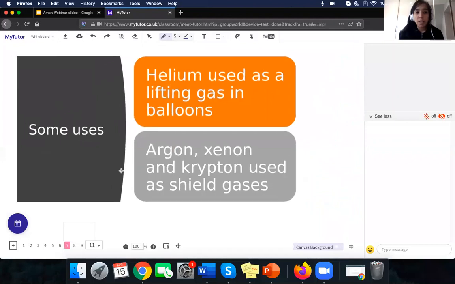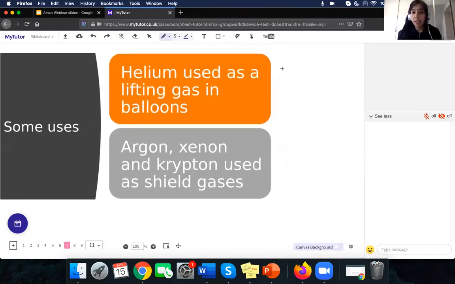So now let's just think about some of their uses. So one of the ones that you may have heard of is helium being used in balloons. Does anyone know why helium's used in balloons? What's the special property of helium? Well, it's to do with the properties we've just talked about. Yep, so people are saying it's lighter than air. So exactly, the correct term is it's less dense than air. So that means because it's less dense than air, it rises. And that's why we use it in balloons. So very well done, everyone.